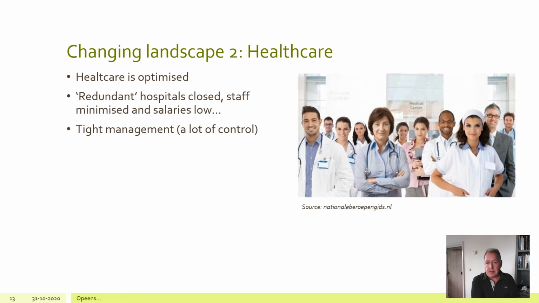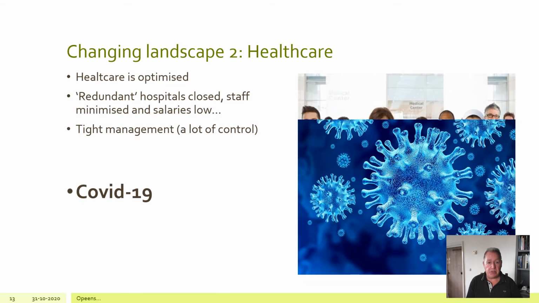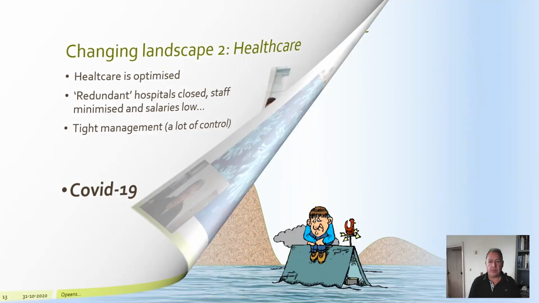The second example is about healthcare. In the Netherlands, healthcare is optimized, and especially in the last decades. Redundant hospitals are closed, the staff is minimized, and salaries are kept low. Besides that, there is a tight management and a lot of control. In principle, that worked brilliantly. However, suddenly everything changed, and then we discovered that we were not able to handle the situation.